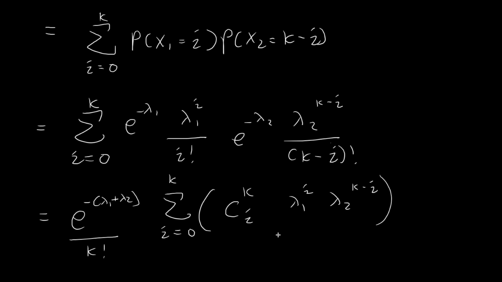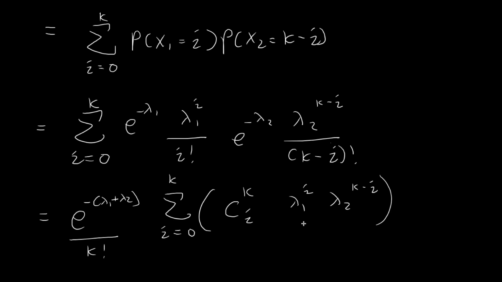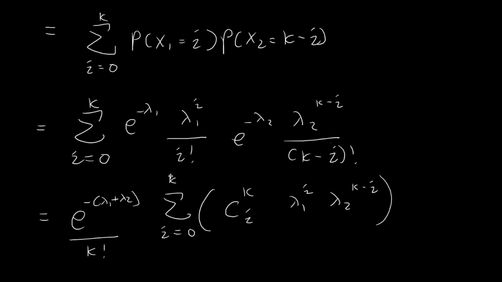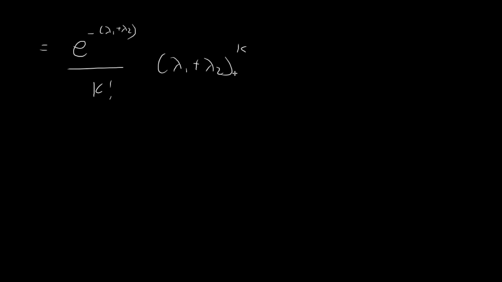If you look at this expression, it looks suspiciously like what we get from the binomial theorem, and we can actually apply the binomial theorem to this term. Doing so, we get lambda1 plus lambda2 to the power of k. That's just what the binomial theorem tells us. And so we're done here. This is the final product that we're after.